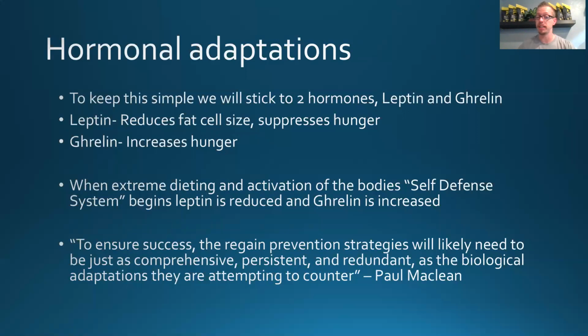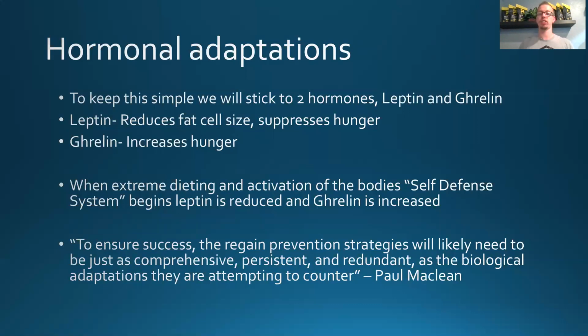So what happens is leptin is reduced, so fat cell size is no longer being shrunk, and suppression of hunger is no longer happening. Actually, the opposite happens. Ghrelin is increased, so you're getting more hungry, right? During a diet, you get more hungry because there's a hormone that gets released, the ghrelin.